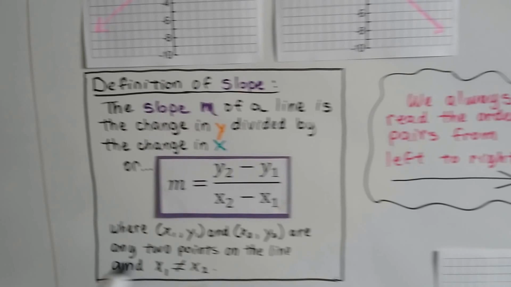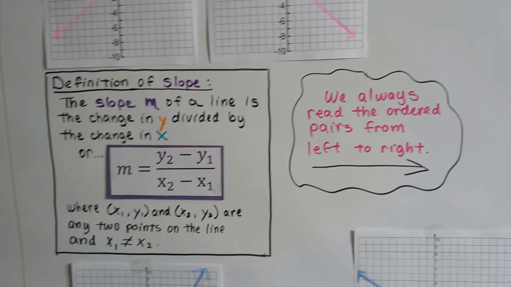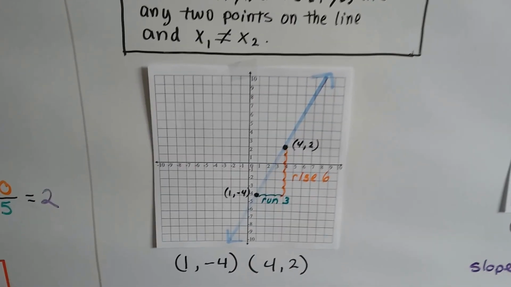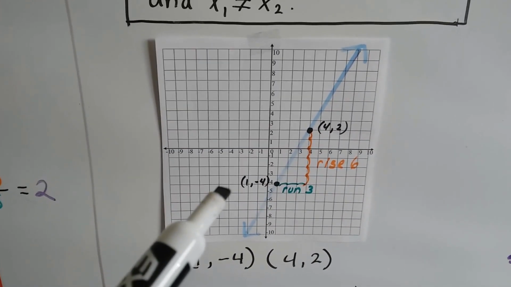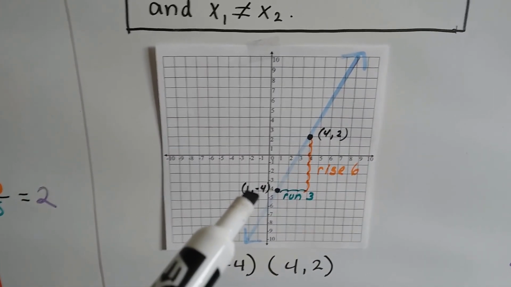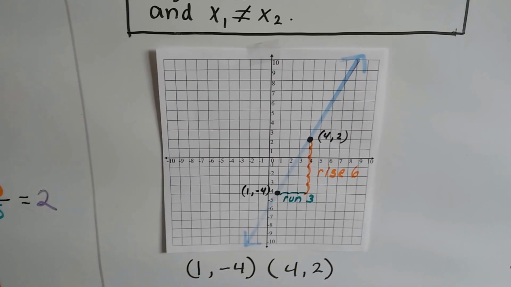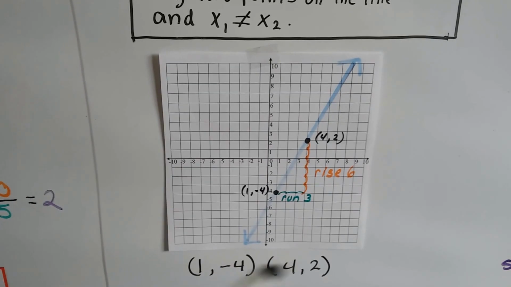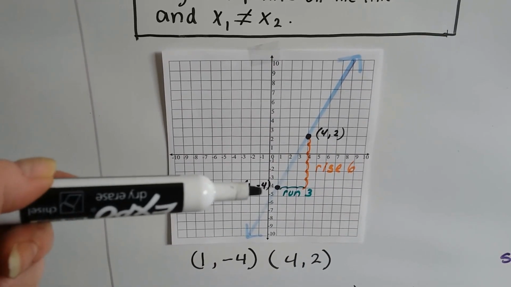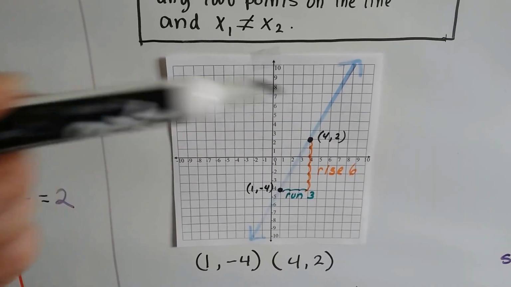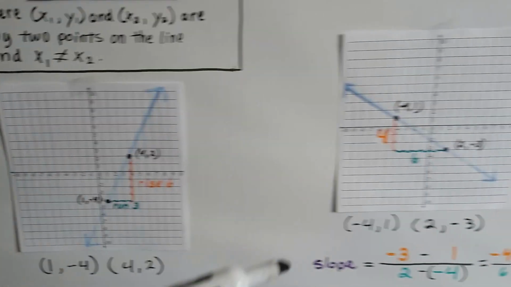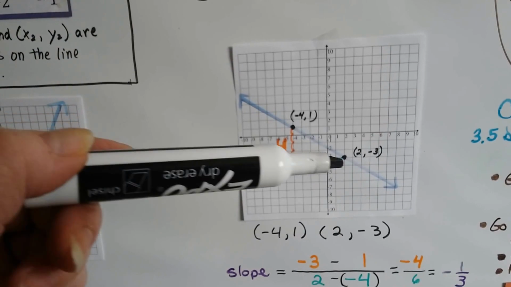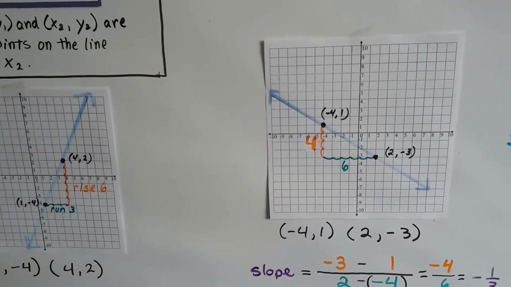And when we read the ordered pairs, we always read the ordered pairs from left to right. So in this graph, we would read the ordered pairs with the 1 and -4 first, and then we read the 4 and the 2. We don't read it top to bottom or whatever. It's whichever one is on the left is read first, and then we read the one that's on the right. Just like on this one, here's a negative slope. We read this -4, 1 first, and then we read the 2 and the -3, okay?